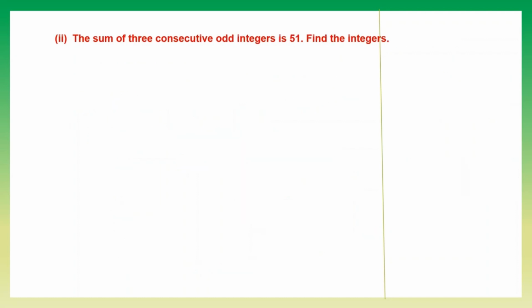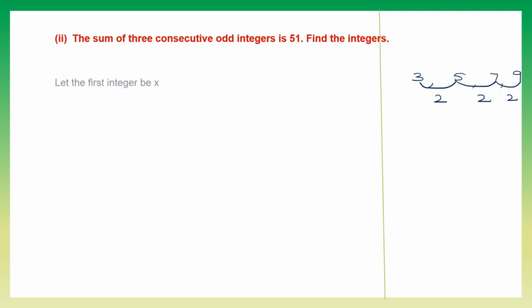Now the second question here, the sum of three consecutive odd integers is 51. Now let's take some odd numbers just to find the difference there. 3, 5, 7, 9, all these are odd numbers. And look at the difference between them. 5 minus 3 is 2. 7 minus 5 is 2. 9 minus 7 is 2. So the difference between odd numbers is also 2, just like for even numbers.